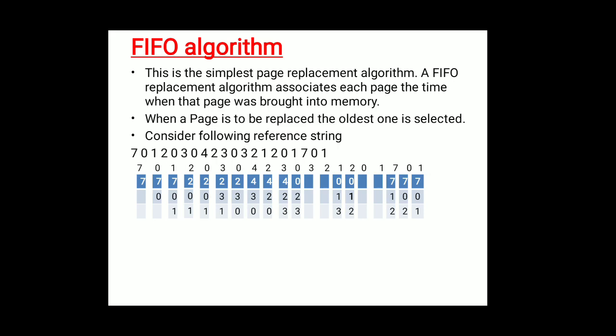Now coming to the page number 1. Yes, page number 1 is also available, that is 0 1 2. So you don't have to get it from the hard disk, so this will be marked as a page hit. Now coming to the page number 7. So all our 3 frames are completely filled. Now we have to bring 7 into the frame.